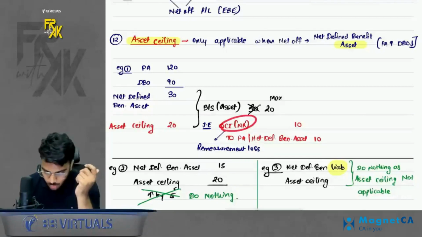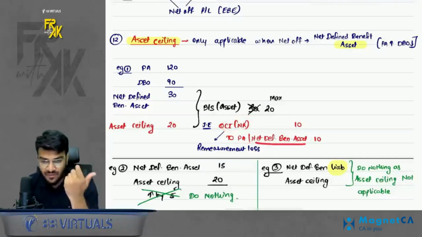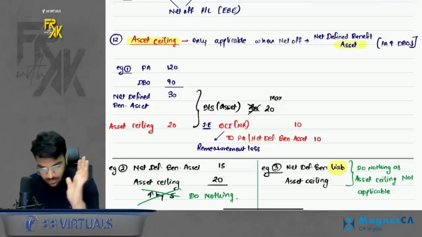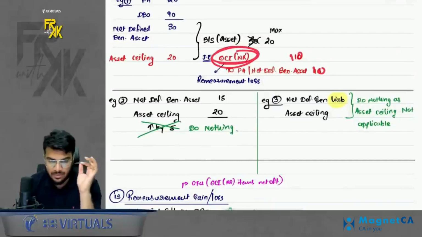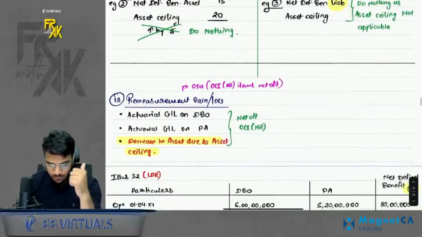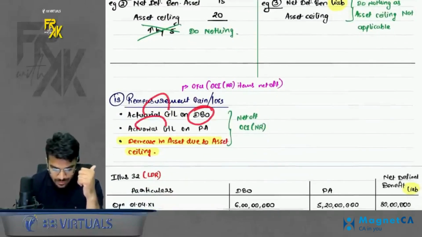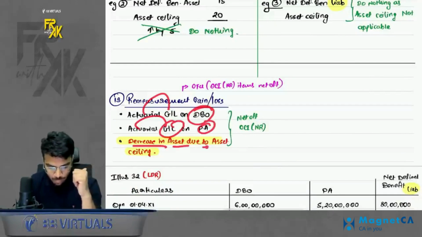So I will say OCI NR 2, plan asset or net defined benefit asset. I will credit the asset because I have to reduce it. 10 rupees, 10 rupees. Do remember that. Okay, this will also go to OCI NR. So in OCI NR now there are 3 things. One is actual gain loss on DBO, one is actual gain loss on plan asset, and one is decrease in asset due to asset ceiling.